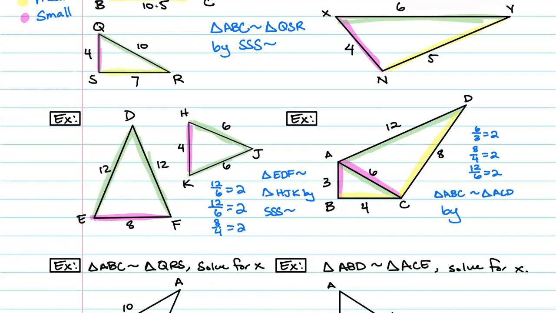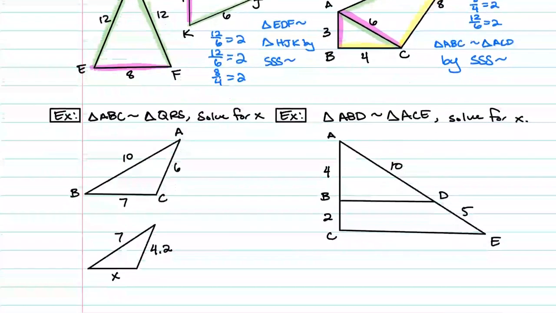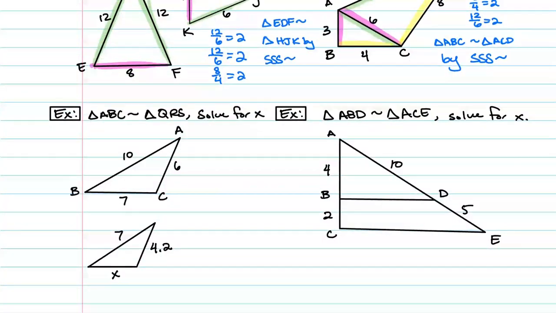By side, side, side similarity. I checked all the proportions were the same. All right, and let's do a little bit of a review. Remember, what does it mean for triangles to be similar? Since triangles are similar, if I know triangles are similar, then I know that proportions are true. And I know that the angles are congruent, okay?